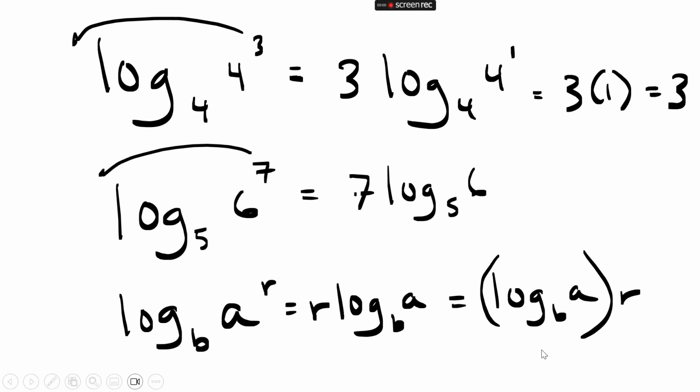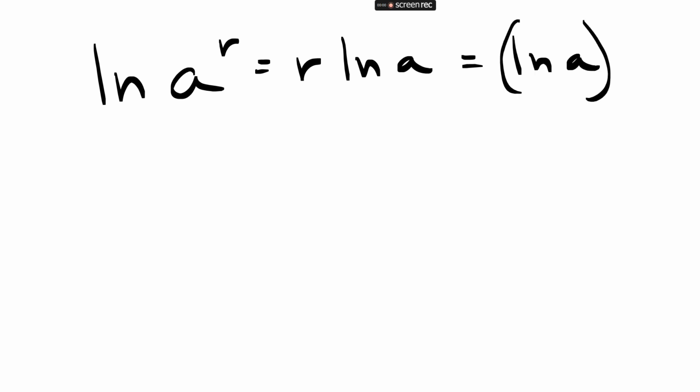All right, converting this to ln, here we go. So ln of a to the r. Where can the r go? R in front. I get r times ln of a. Or if I wanted to, I can put that r all the way at the end. And in that case, I'm just going to put a little parenthesis here. So there it is, ln of a times r.